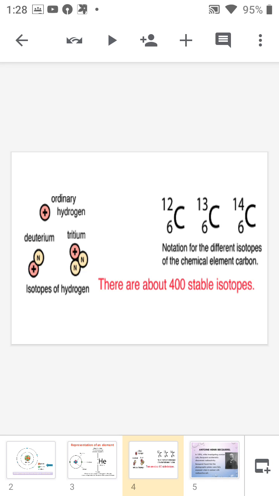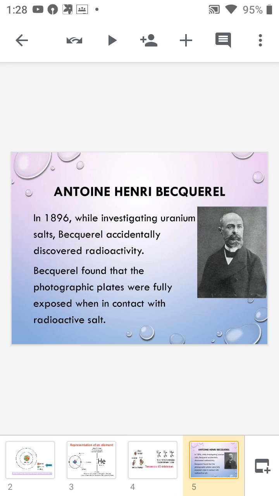So for every isotope, the atomic number, that means the number of protons present inside the nucleus, is the same. The number of protons determines the element. So that is the same. So in every isotope of carbon, it is 6. And there are a large number, approximately 400, of stable isotopes available. And now we are moving into natural radioactivity.